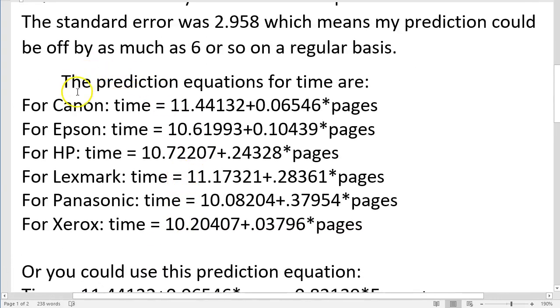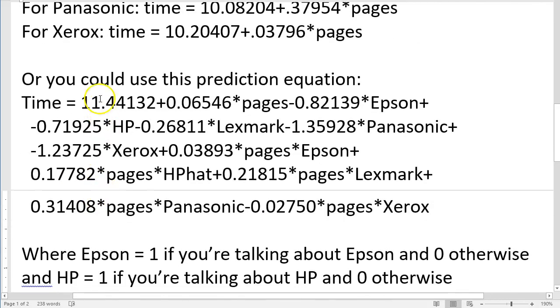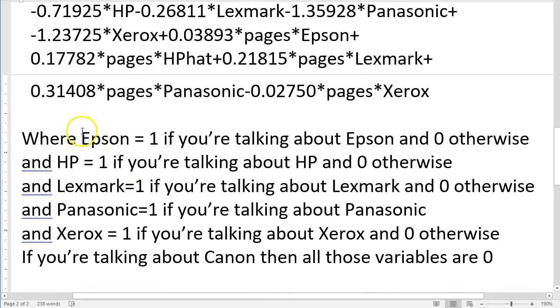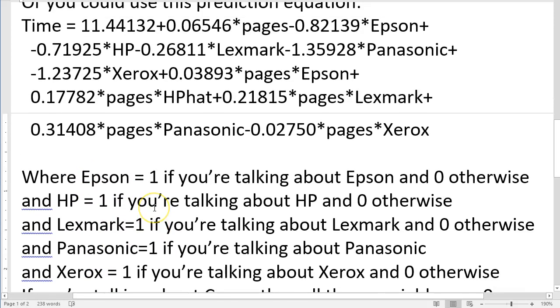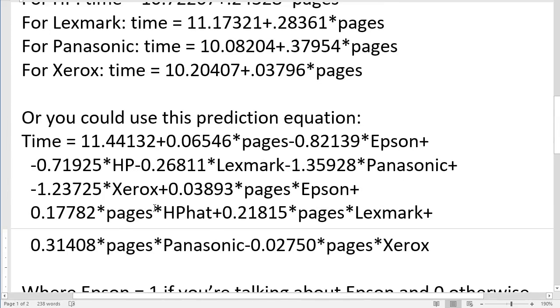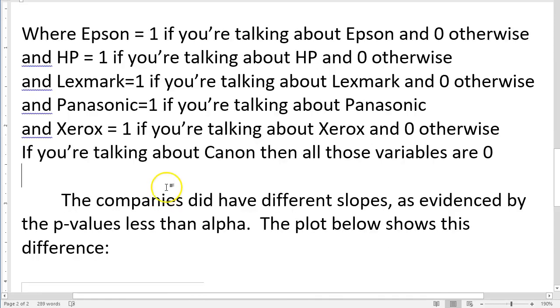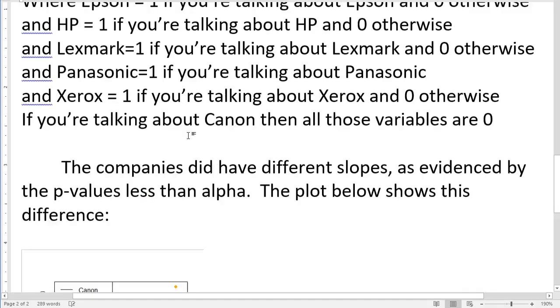Which way's better? Do you like having the different equations, or do you like having one equation where you then explain the categorical effects? That's up to you. It's a personal choice, and I know students who swear by one or the other. I'm hoping you'll find out what your style is.